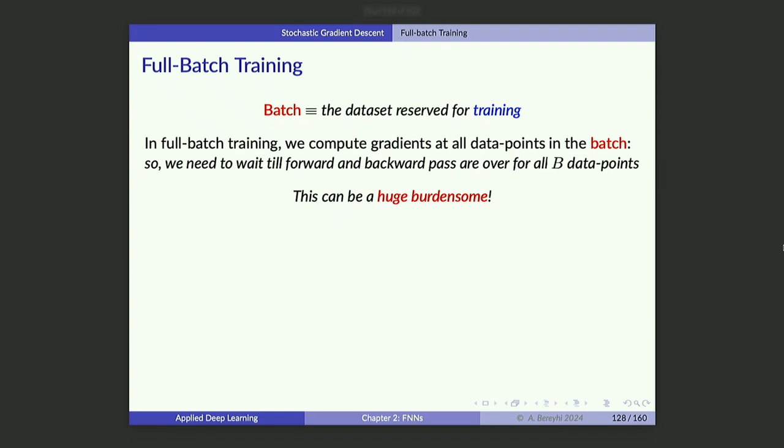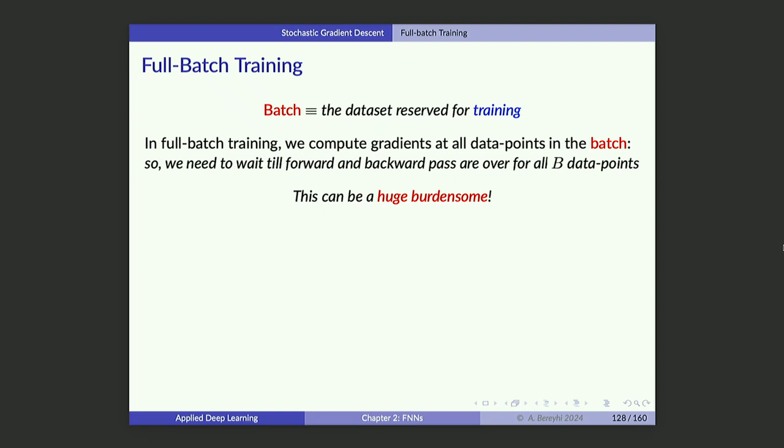First of all, as I told you, batch, in this course at least, means the whole data that you have and are using for training. So the whole data that you are using for training, this is what we call the batch of data. The batch is the whole data set reserved for training.